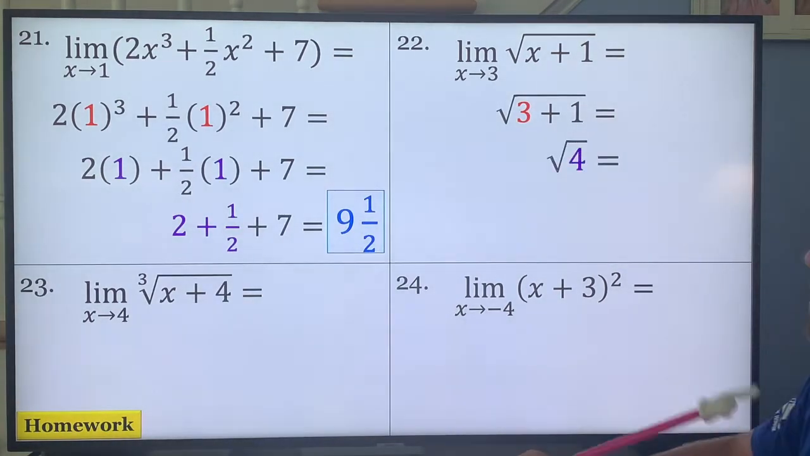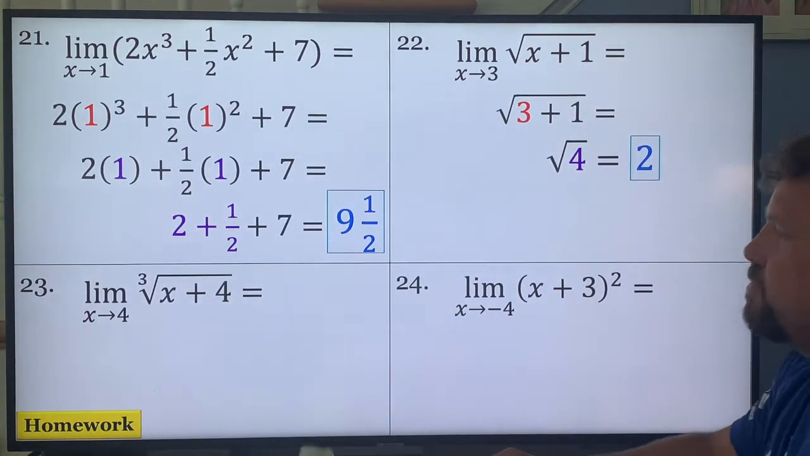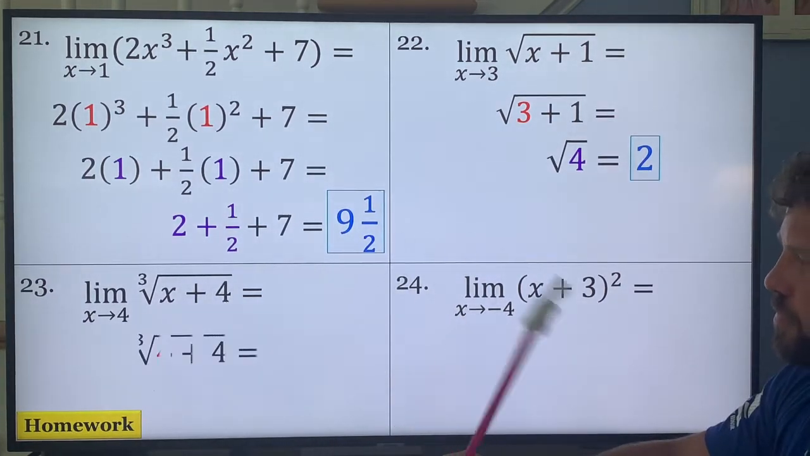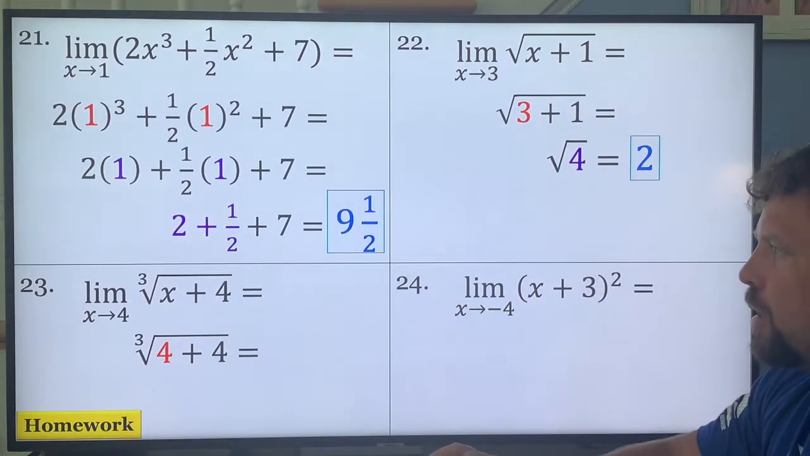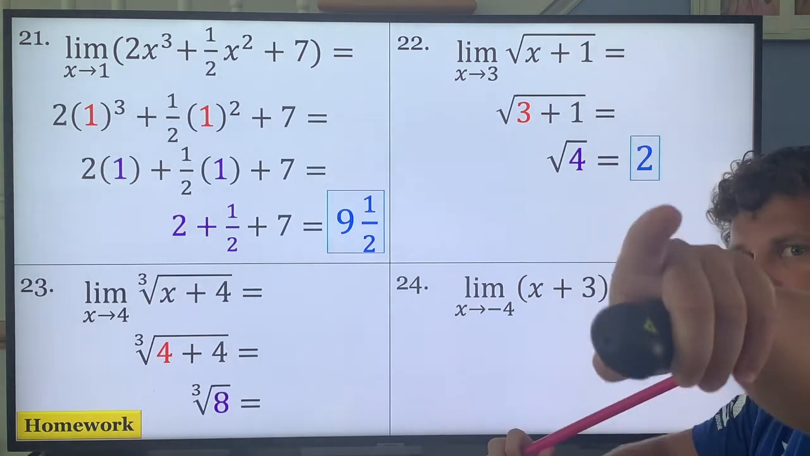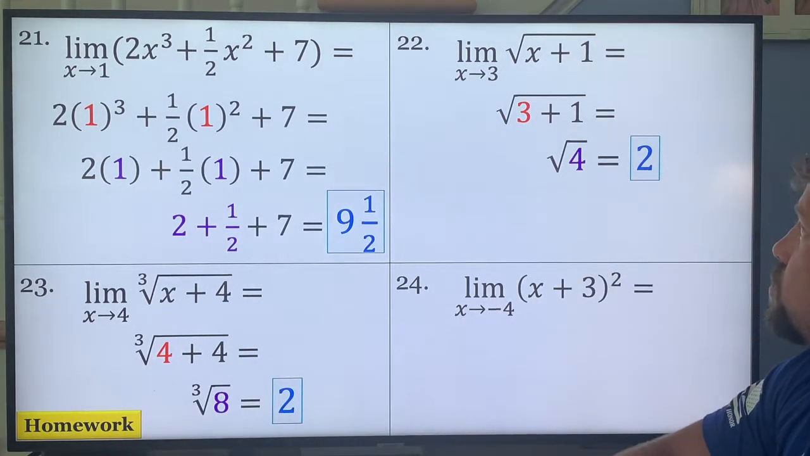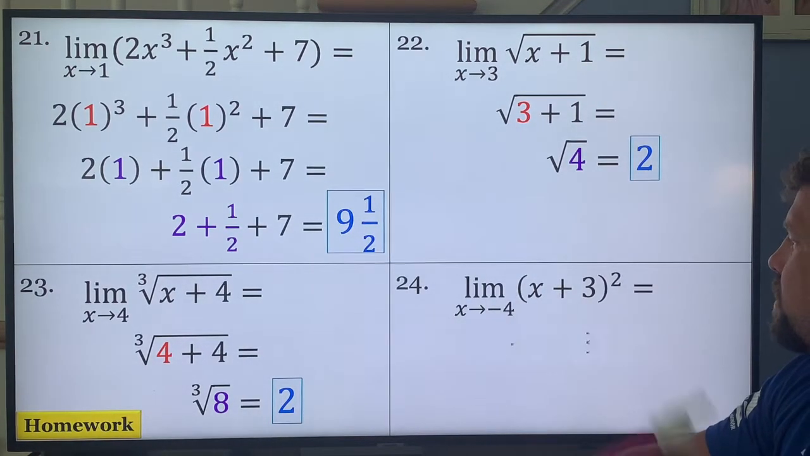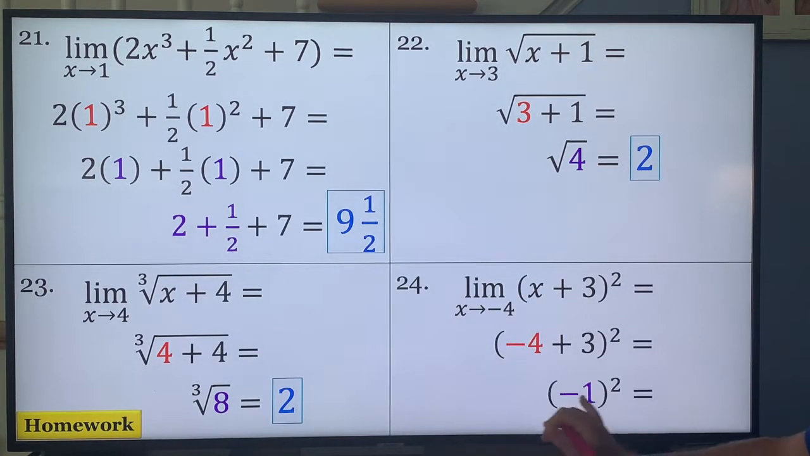3 plus 1, 4. Square root of 4 is 2. I think we did one like that. Cubed root. 4 plus 4 is 8. Cubed root of 8 is 2. Negative 4 plus 3 is negative 1. Negative 1 squared is 1. Good. Next 4 problems that were the homework ones.